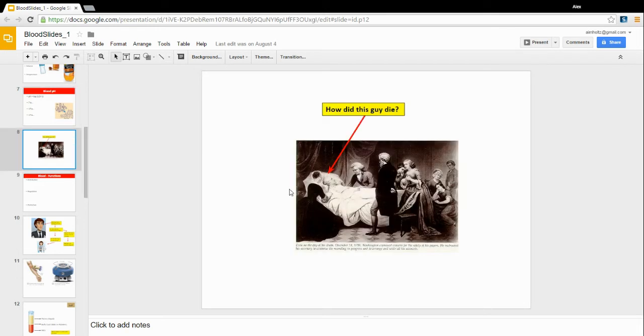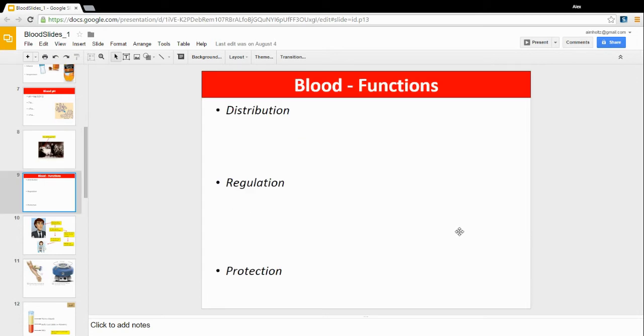All right, check this guy out here. This is George Washington. You probably recognize him. On his deathbed, we're going to talk later on about how he died. I want to talk about that in the lecture period. With that, let's move on to the functions of blood.